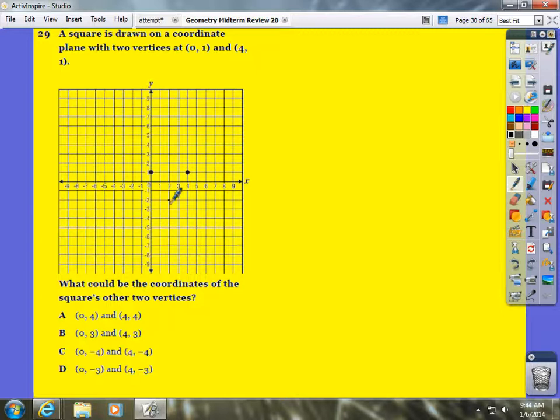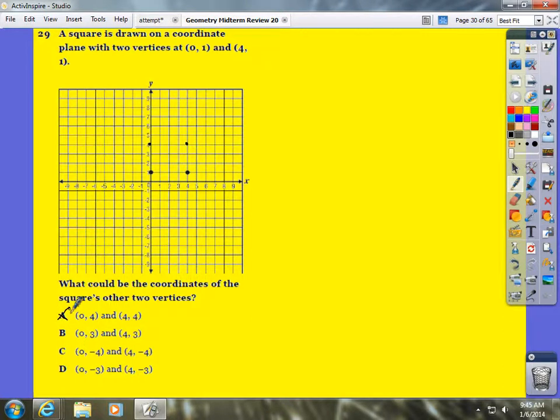Okay, which could be the coordinates of the two vertices of the square? 0, 4, which is right here, and 4, 4, which is right here. Does that make a square? Let's see. That's 1, 2, 3, 4 across, but only 1, 2, 3 up. So no, that doesn't work.